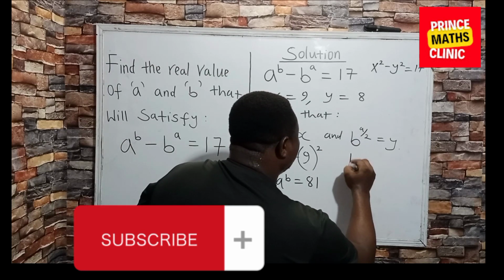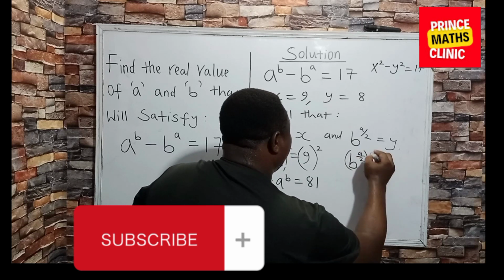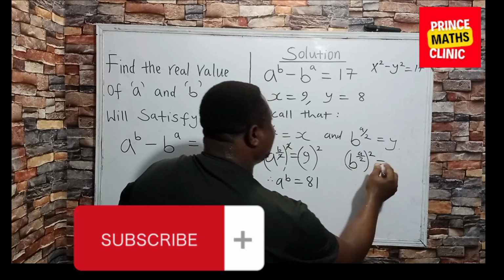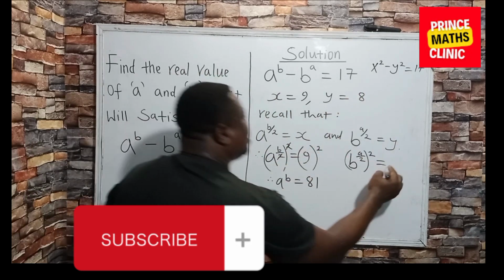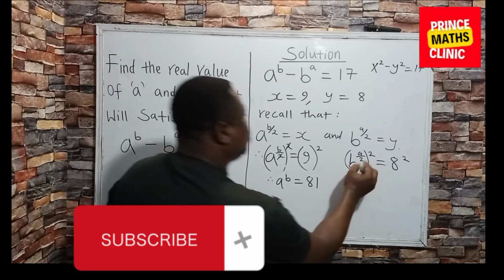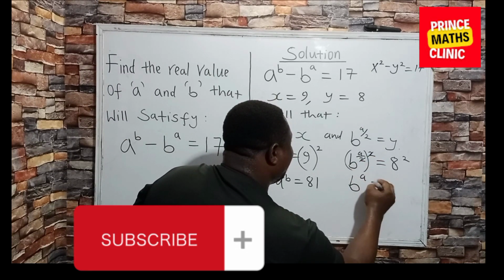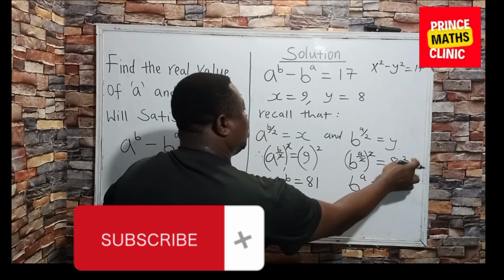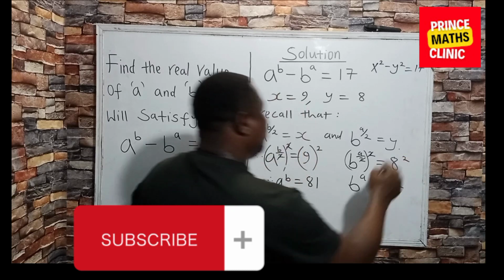Here, I'll do the same thing. B to the power of A over 2, square it. And remember, this is Y. Y is 8. Square 8. 2 here cancels 2. So I have B to the power of A. 8 times 8 is 64.